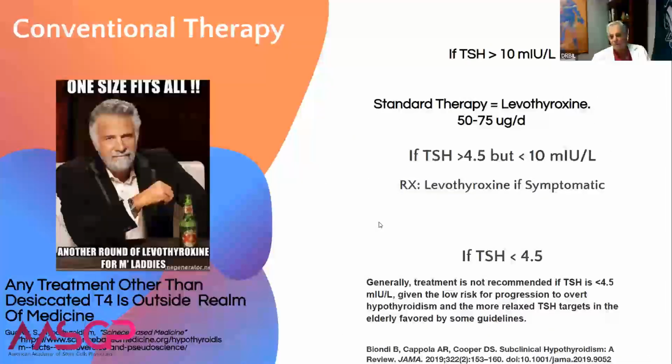And so conventional therapy, again, I already mentioned that if the TSH is greater than 10, you're going to use levothyroxine, and they tell us to start at 50 to 75 micrograms per day. If it's greater than 4.5 but less than 10, you use levothyroxine if symptomatic, and if it's less than 4.5, generally treatment is not recommended, given the low risk for progression to overt hypothyroidism.